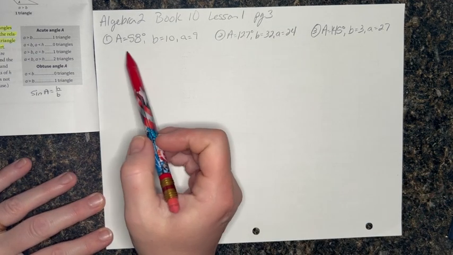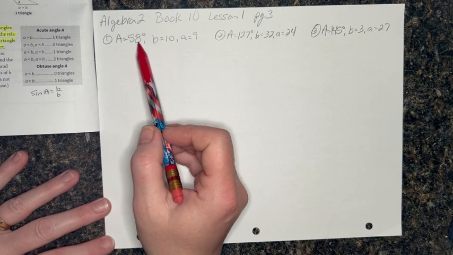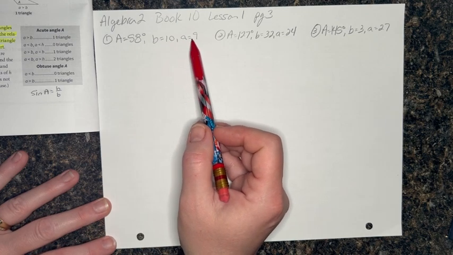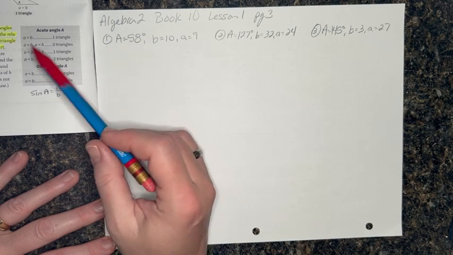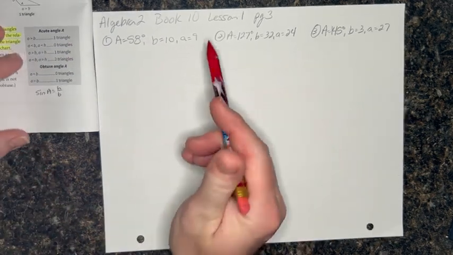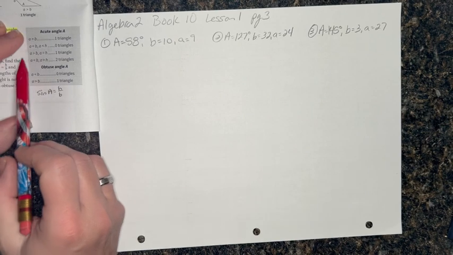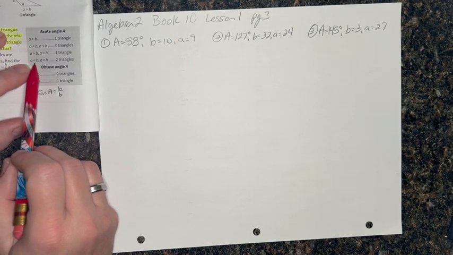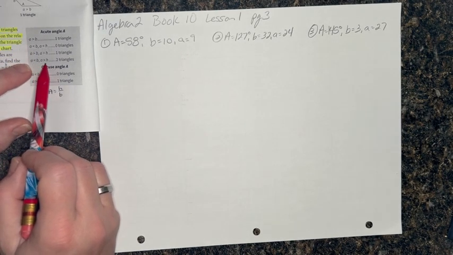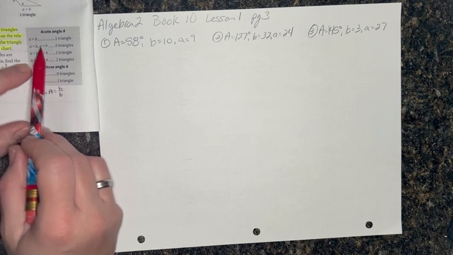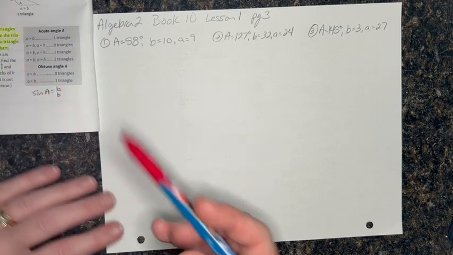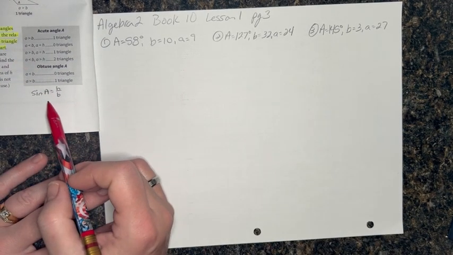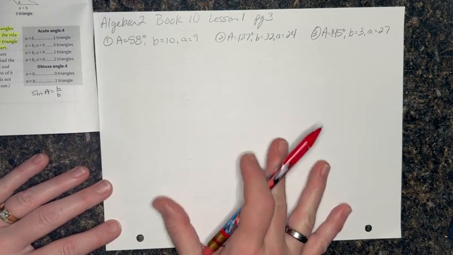All right, for number 1, angle A is equal to 58 degrees, B is equal to 10, A is equal to 9. A is less than 10, and angle A is an acute angle. So A is less than B. So just looking in this chart, there's only one where A is less than B, but we need to know, is it greater than, there's one here that A is less than B as well, but we need to know for both of them the height. So we need to calculate the height. I wrote the formula for it here.